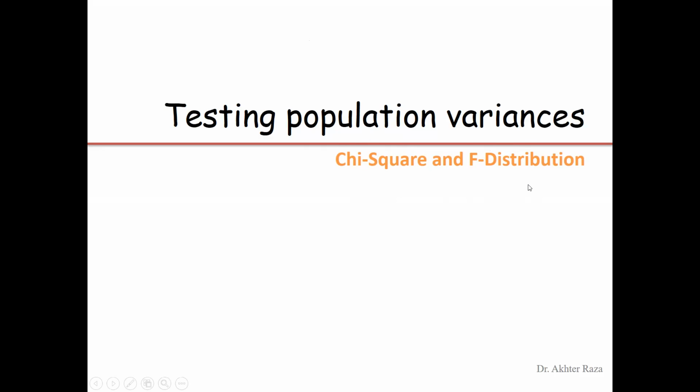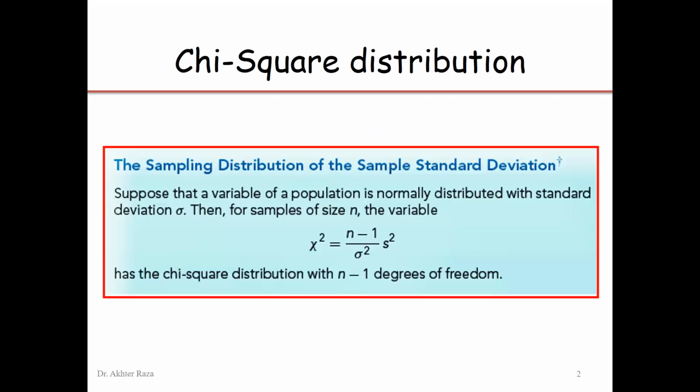The F distribution and the chi-square distribution. In this presentation, we have to describe these two. In the first video, I will cover the chi-square distribution, and then in the next video, I will record the F distribution characteristics. The chi-square distribution is what?